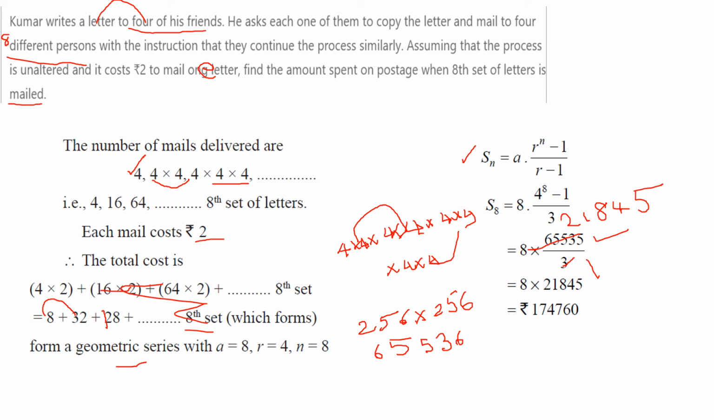So 21,845. After you multiply, 8 5s are 40, 8 4s are 32 plus 4, 36, 3; 8 8s are 64 plus 3, 67, 6; 8 1s are 8 plus 6, 14, 1; 8 2s are 16 plus 1, 17. Therefore, to find the amount, the amount is 1,74,760.